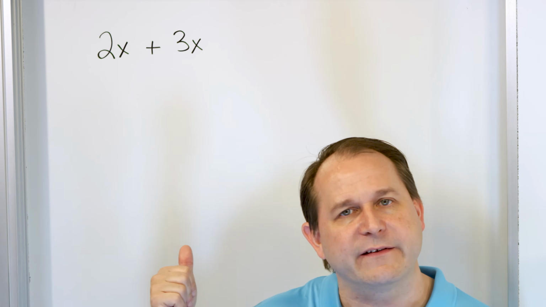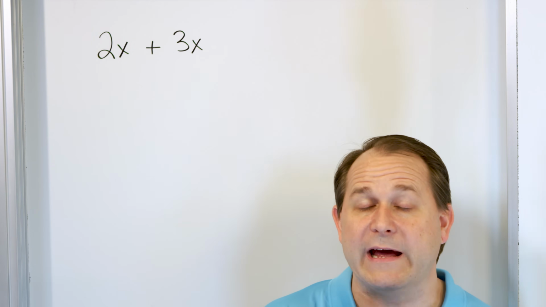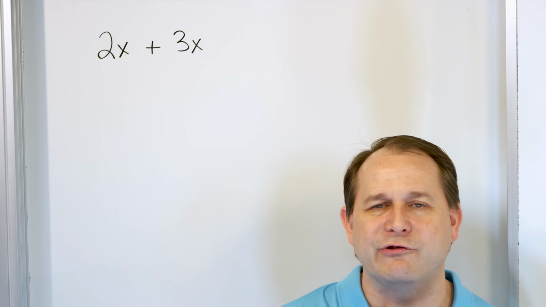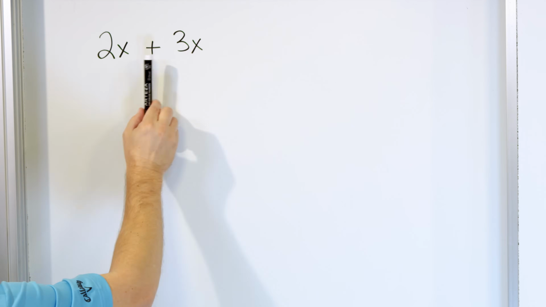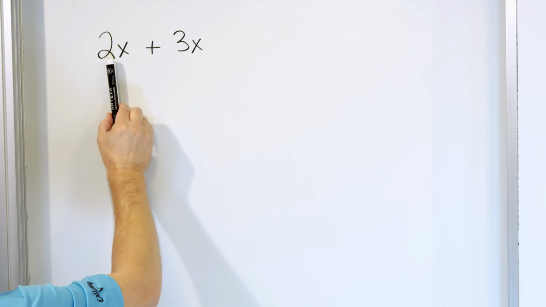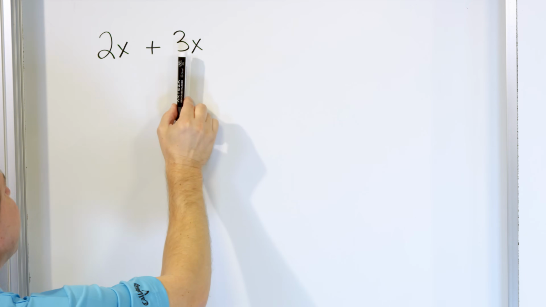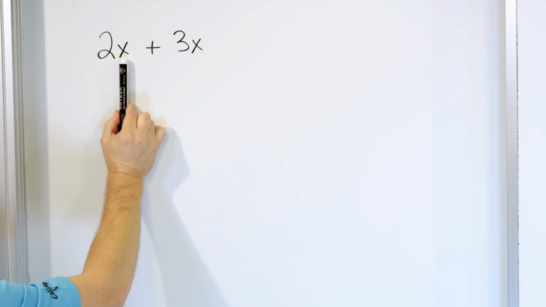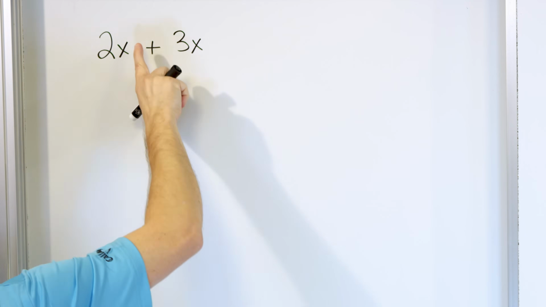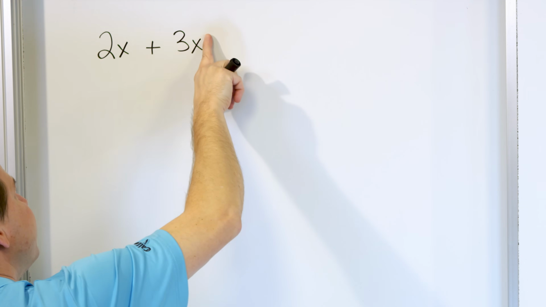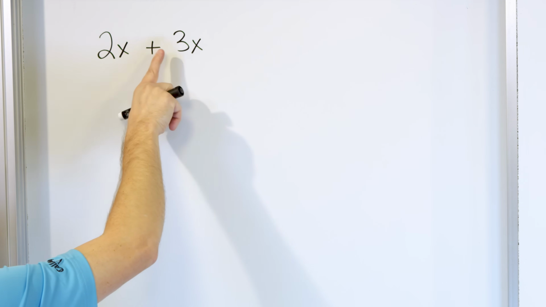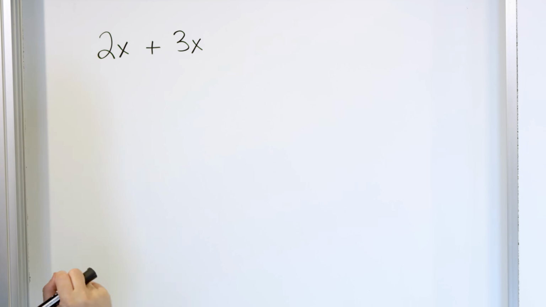I want you to take this expression and make it as simple as you can, just like we take fractions and try to simplify them. Now the number one thing for you to know is that the only way you can add terms in algebra is if the variables match. In this case, we have an x here and another x here. The exponent on this is an invisible 1, and there's an invisible 1 for the exponent here. So the variables have to match and also the exponents have to match.